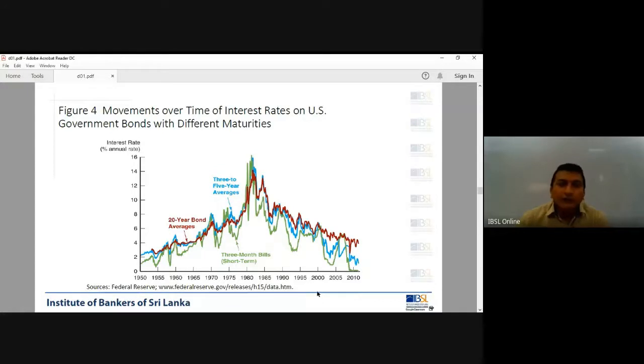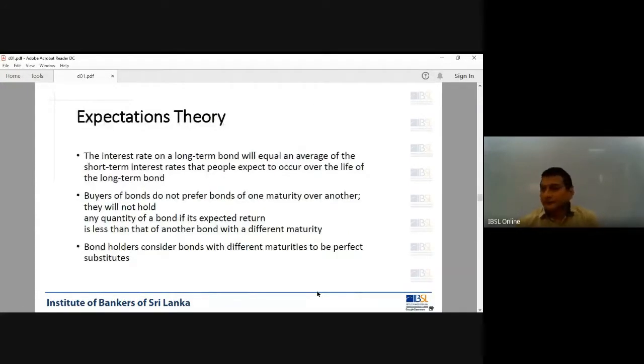Okay, so moving on, what is this expectations theory? It is very straightforward. What it says is the interest rate on a long-term bond will equal an average of the short-term interest rates that people expect to occur over the life of that long-term bond.